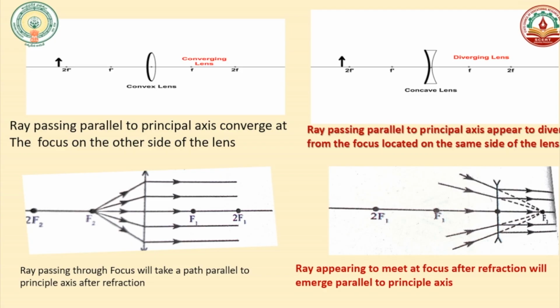The second thing, the ray passing parallel to principal axis. In the case of convex lens, rays passing parallel to principal axis converge at the focus on the other side of the lens. Whereas in the concave lens, rays passing parallel to principal axis appear to diverge from the focus located on the same side of the lens. Here, convex lens, on the other side of the lens; in the concave lens, on the same side of the lens. And here, in the convex lens, you can observe the rays passing parallel to principal axis converge.